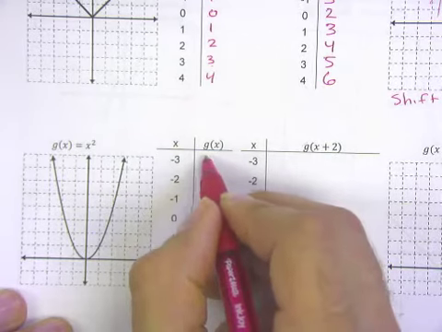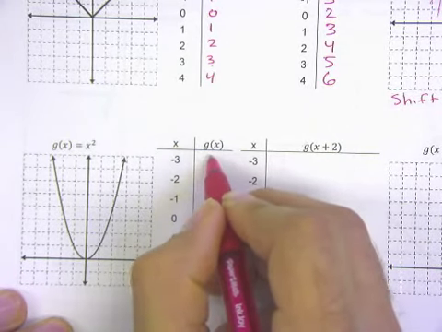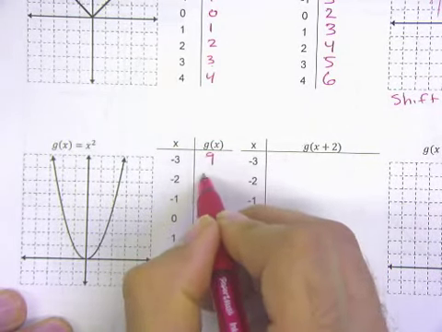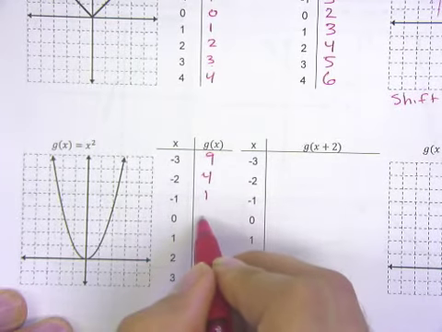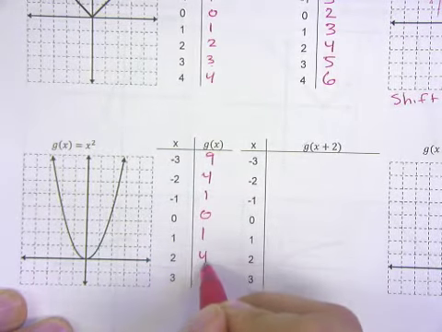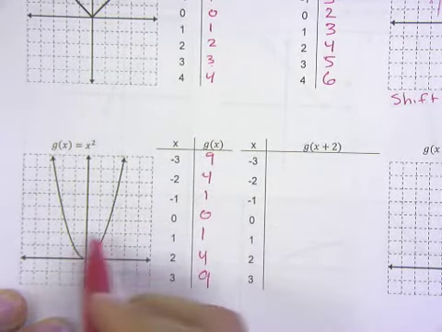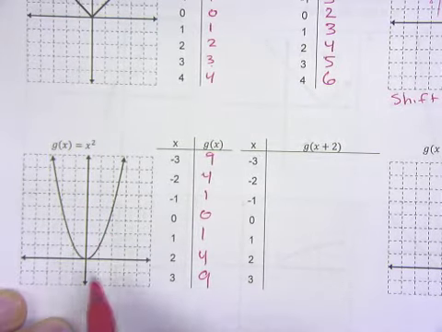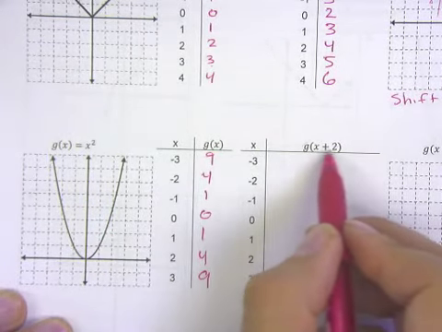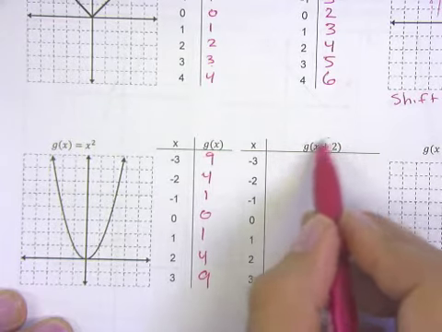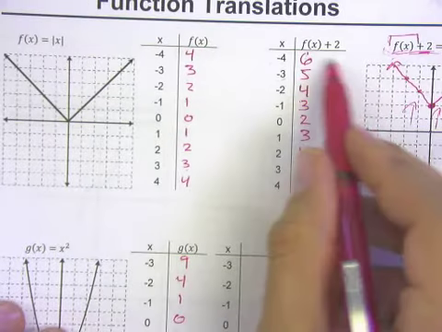So we know our outputs for that function would be, when x is negative 3, we'd have 9, 4, 1, 0, 1, 4, and 9. And our function would look like this. So take a moment to think about, how do you think this will change when we add 2 to our input as opposed to adding 2 to our output?